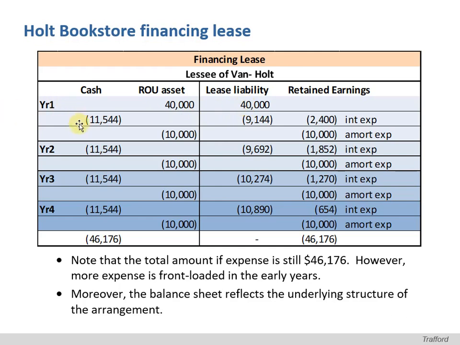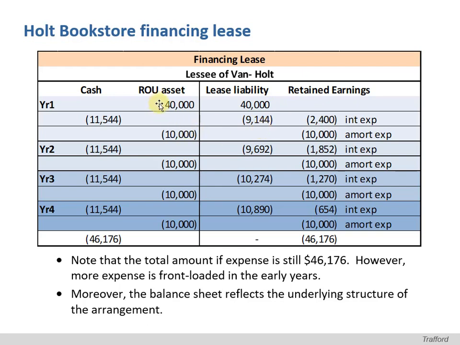Then at the end of year 1, they make their $11,544 annual payment. That payment gets broken up such that we recognize $2,400 of interest expense, and we reduce the lease liability by $9,144. The next thing we have to do in each year is amortize the right-of-use asset.